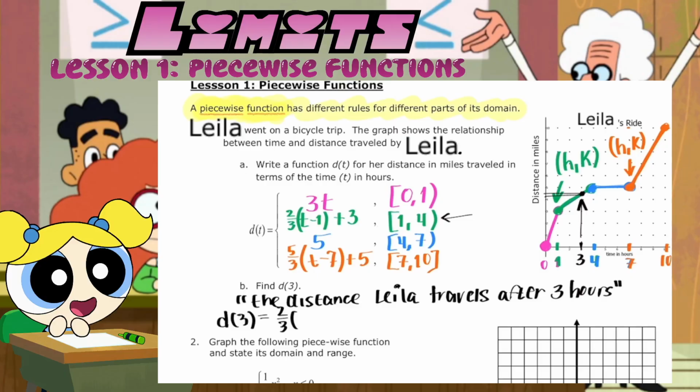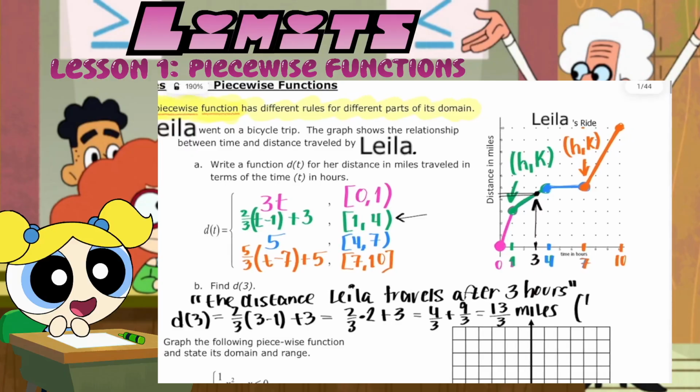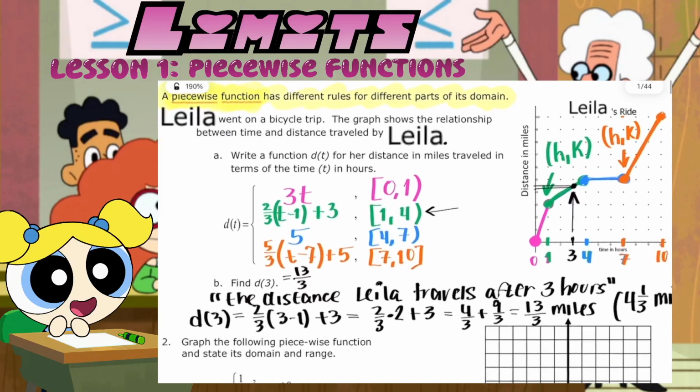So that means I have 2/3 times 3 minus 1 plus 3. 3 minus 1 is 2. 2/3 times 2 plus what? 3, which is 4/3 plus 3, and 3 is really 9/3. 4/3 and 9/3 is 13 thirds. So it's really 4 and 1/3 miles. Woo! Okay, good job, Leila. So 4 and 1/3 miles is the final answer. Really, it's 13 over 3. We like an improper fraction, but just for a little context right there.